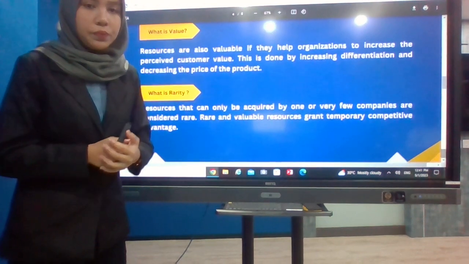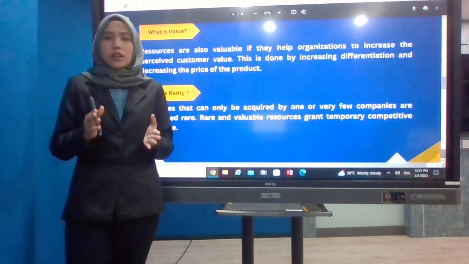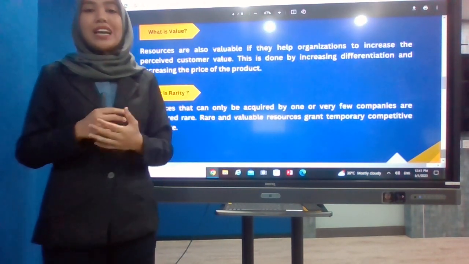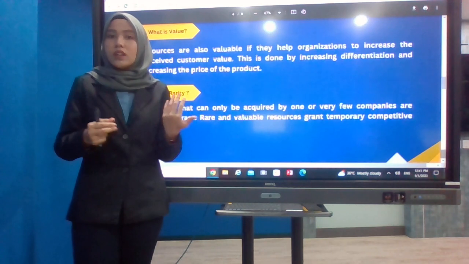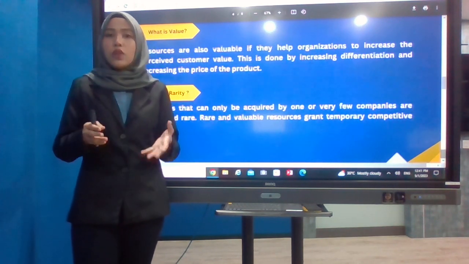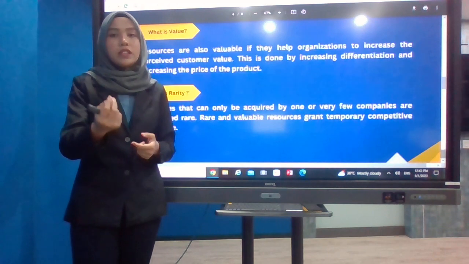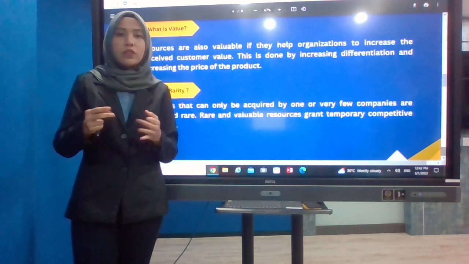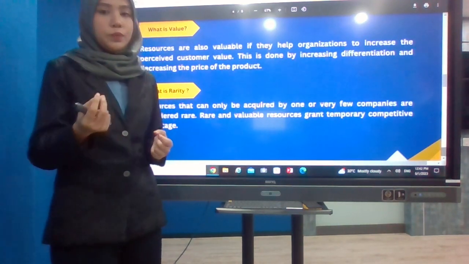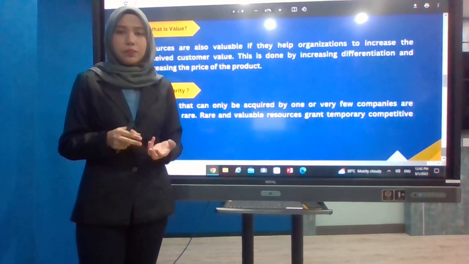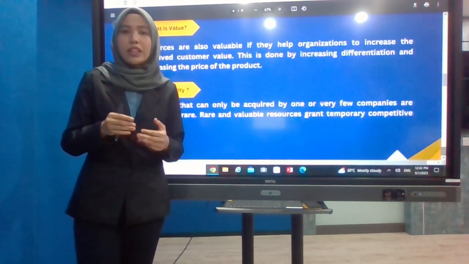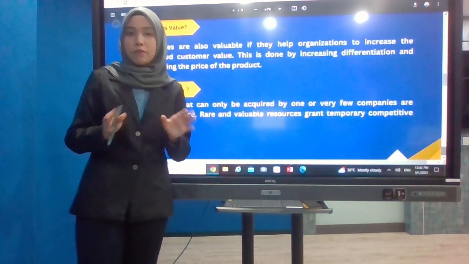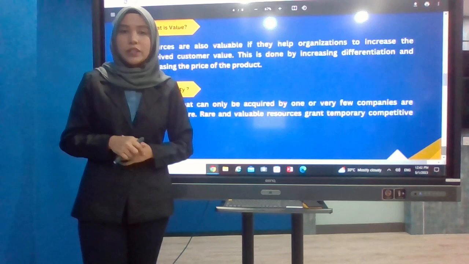What is rarity? Rarity is a resource that is uncommon and not possessed by most organizations. When a resource is both valuable and rare, you have a resource that gives you a competitive advantage. The competitive advantage achieved from a resource that is both valuable and rare is usually short-lived though. Competitors will quickly realize and can imitate the resource without too much trouble. Therefore, it's only a temporary competitive advantage.